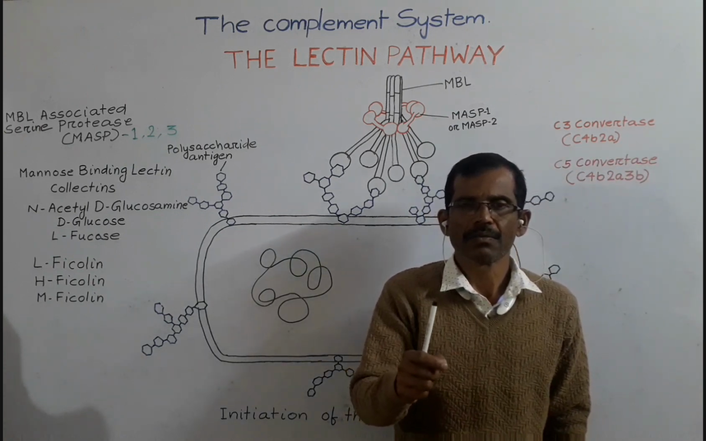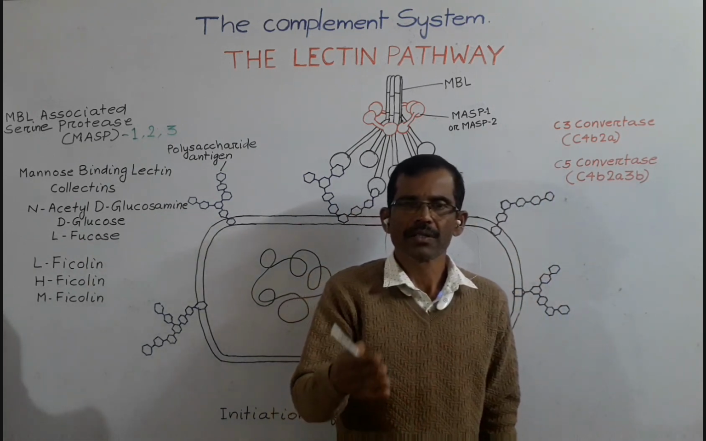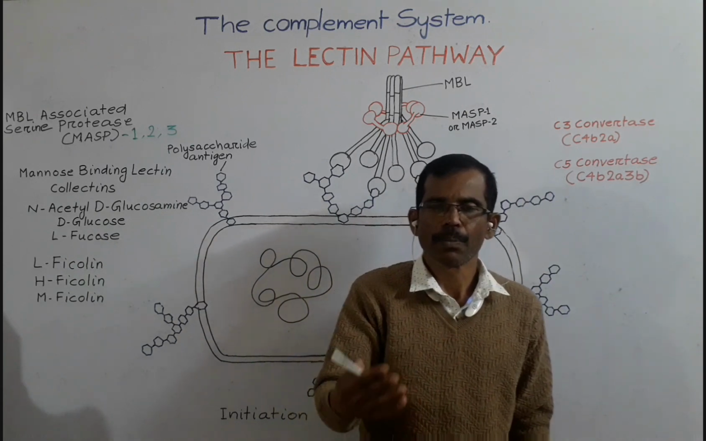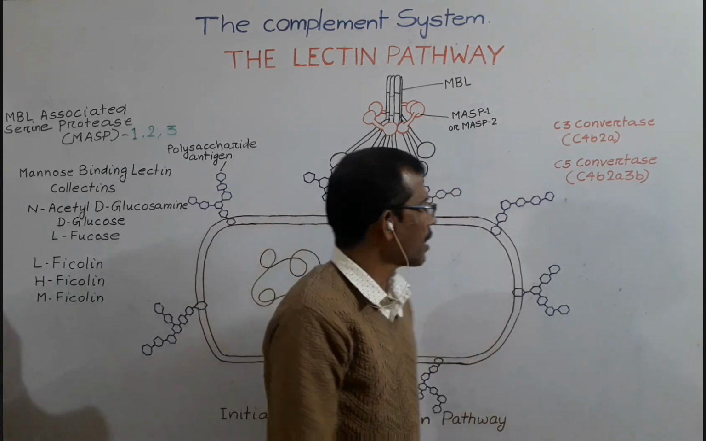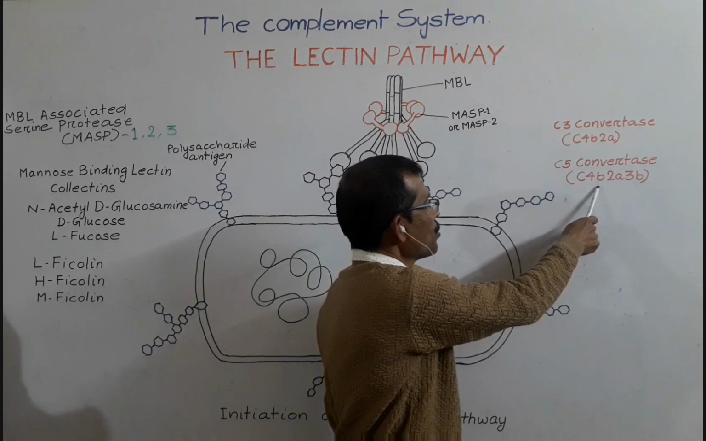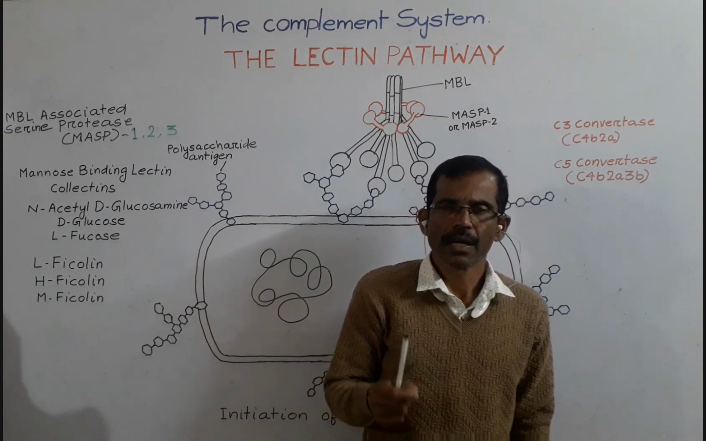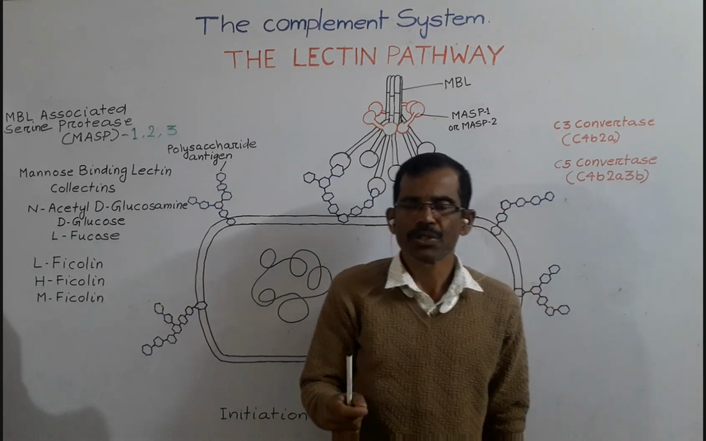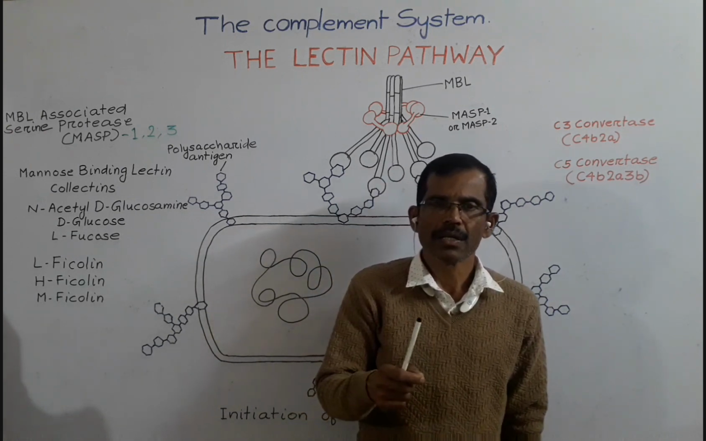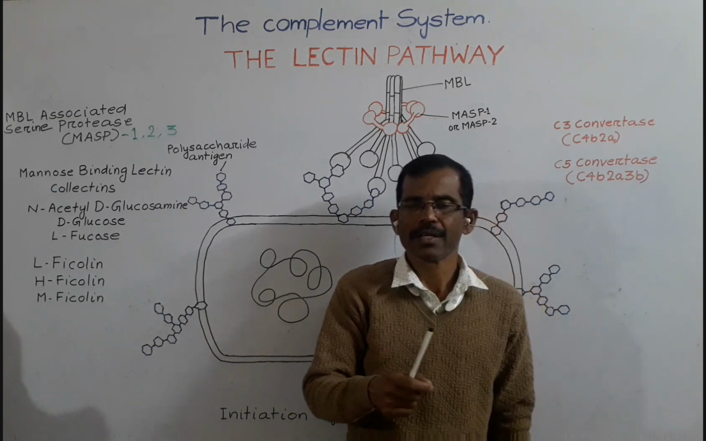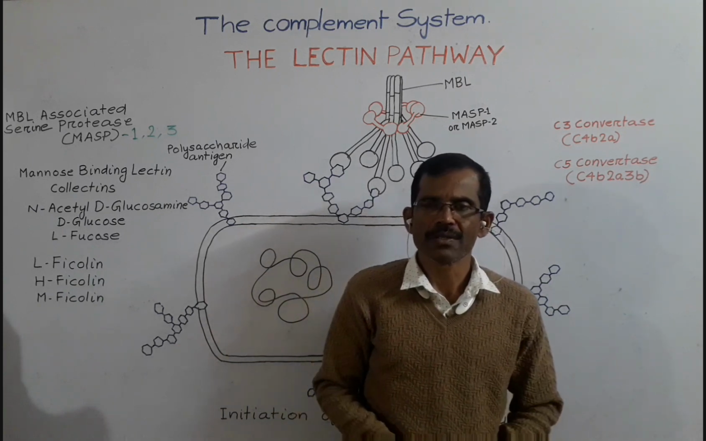Once the C3 convertase is formed, the remaining reactions of the lectin pathway are the same as those of the classical pathway. Like the classical pathway, in the lectin pathway also, the C5 convertase is C4b2a3b. The lectin pathway is considered a part of the innate immune system because it does not rely on antibodies to recognize the microbial threat and to initiate the activation process. Instead, it uses specific proteins known as lectins.